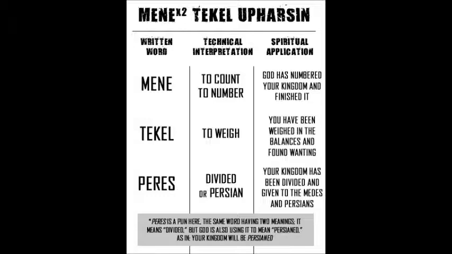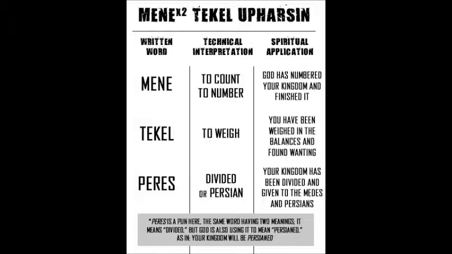And then the last word there is Peres. And I know when it was written, it said upharsin, and when he talked about it, he said Peres. And it was something about the translation. I didn't really understand it, and I can't really explain to you why that is. It's basically the same letters, PRS. That's the significant thing there. It's the same letters, so don't worry about that. But Peres means divided, or it can also mean Persian. And so the application that Daniel gives here is, your kingdom has been divided and given to the Medes and the Persians.